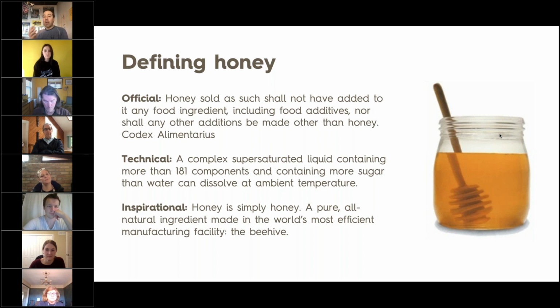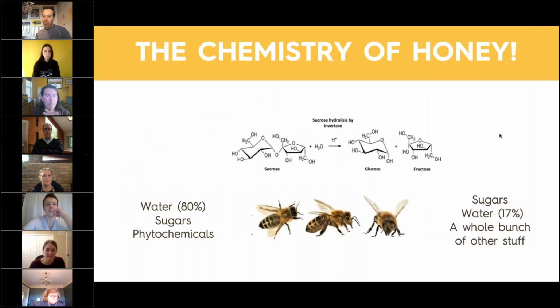So compared to a lot of other sweeteners you may use in your bakery foods, honey by far is going to be the most complex, not only in its makeup and its varietals, but just in the sheer amount of things that are happening in honey. And if you're looking for something to tell your consumers, it's just honey. It's this all natural and unprocessed ingredient that's made in a beehive. So it's a pretty inspirational definition.